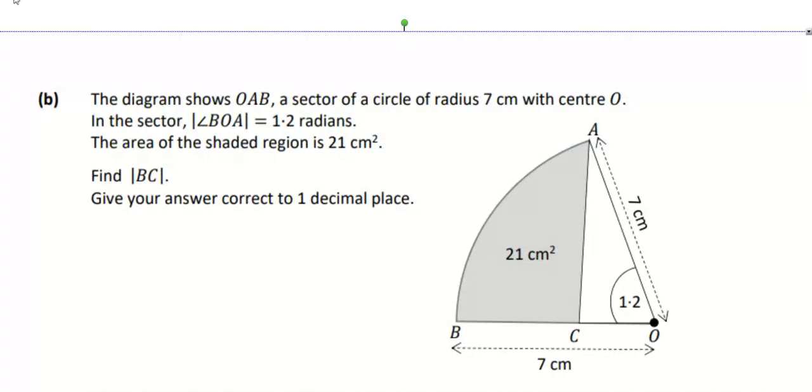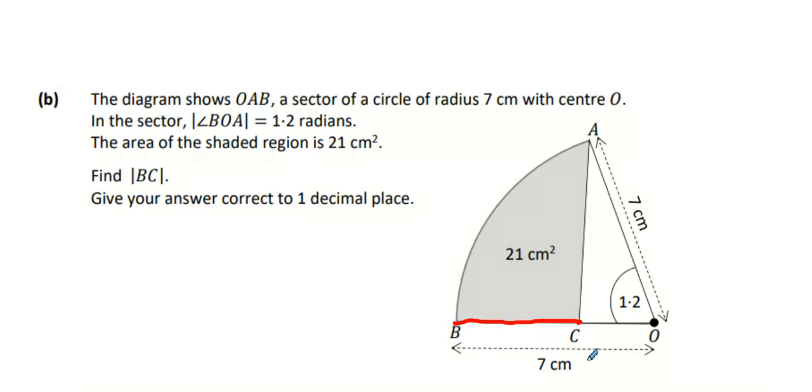Now, part B. It's going to be fun. Diagram shows OAB, a sector of a circle of radius 7 and center O. The angle BOA is 1.2 radians. They're giving us the area of the shaded region, and they're asking us to find BC. The goal of the question is to find BC.